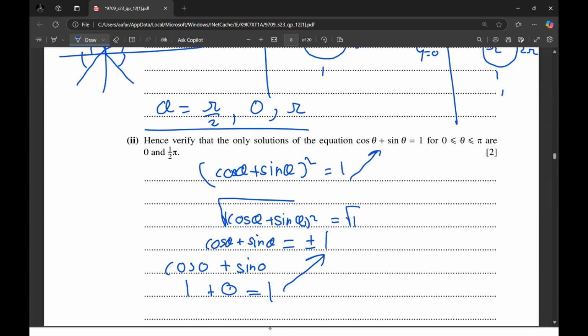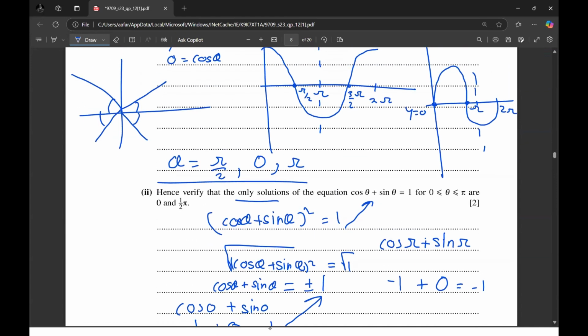But they've also asked us whether it's the only solution. So we can just take another value to test it. Since it was 0 and we took half pi, let's say we take pi to test if these are the only solutions for this domain. Cos pi plus sine pi. Cos pi is -1, sine pi is 0. So it's equal to -1.